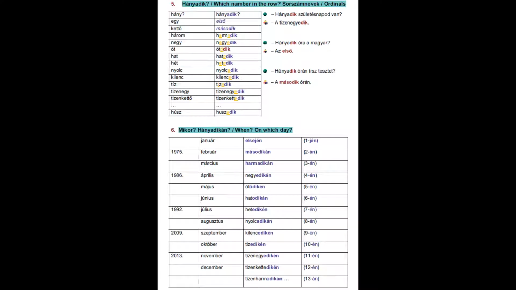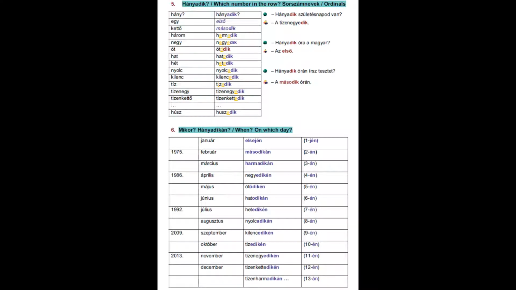Hányadik. Which number in the row? So hányadik is which number? What number, what place, what number in its place in the row? Sorszám nevek. That's what ordinals are. Remember? Sorszám nevek. Remember the handout with the balloons?